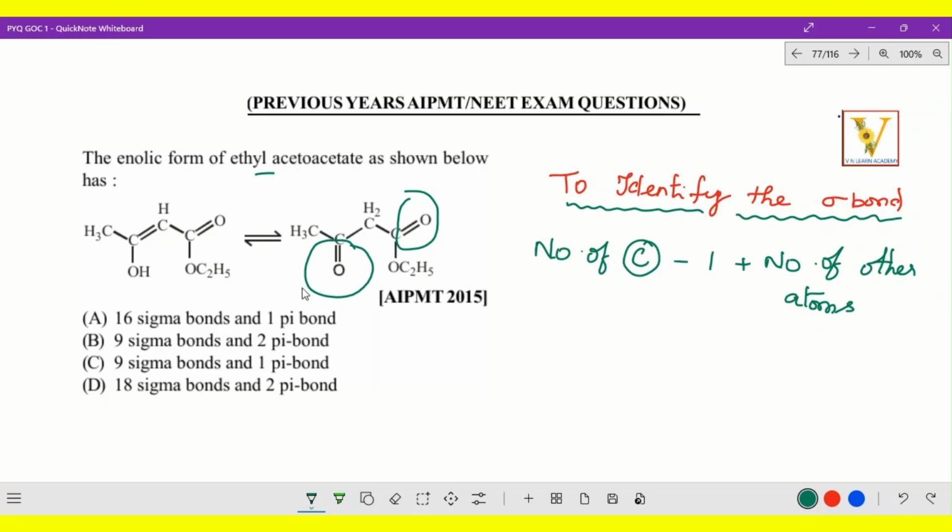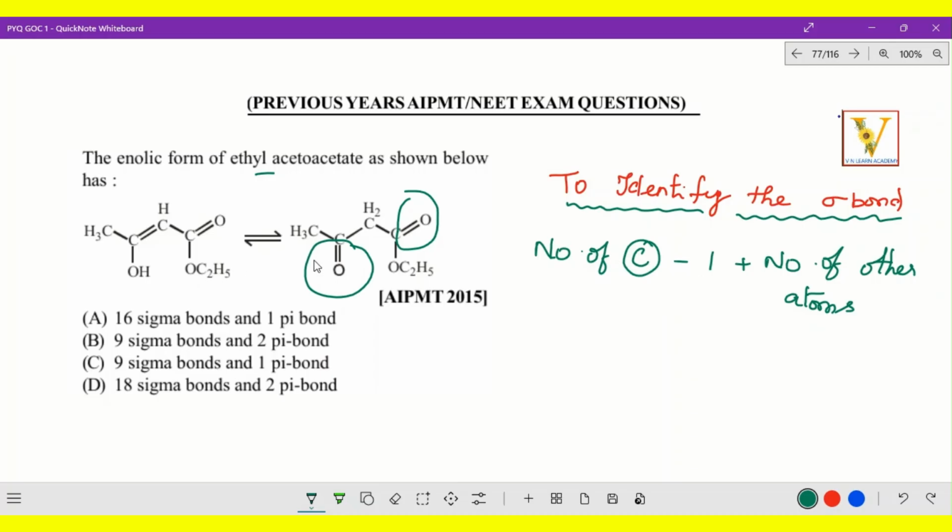So I'm giving a simple trick for you. This was given by my guru. My guru has taught this to identify the sigma bonds. That is only for aliphatic, not for aromatic. For the benzene ring and such, you cannot use this formula. You can use it for aliphatic compounds only. To identify the sigma bonds: number of carbons minus 1 plus number of other atoms. So how many carbons are there, minus 1?